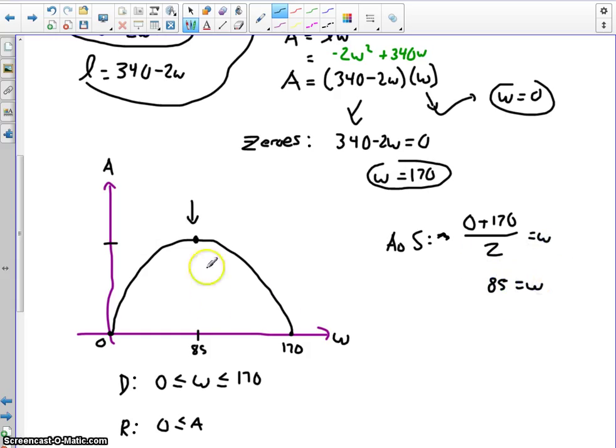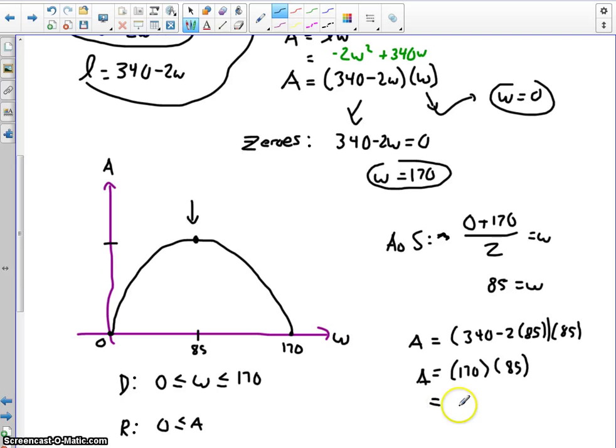So all that's left to do now is to find that maximum value, put into the equation for a. So a will be 340 minus 2 times 85, and then all times 85. So run those things through your calculator, see what you get. I get 170 times 85, which gives me a maximum value of 14,450. And that's going to be square meters.